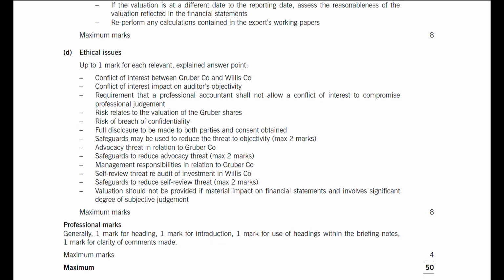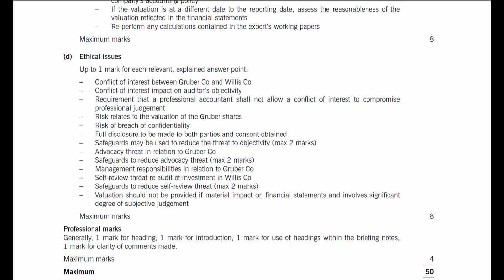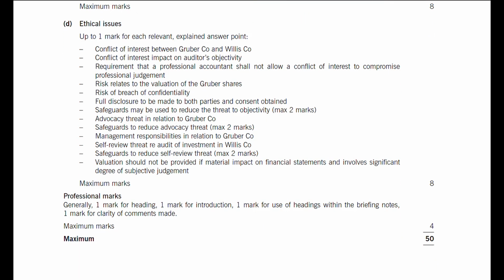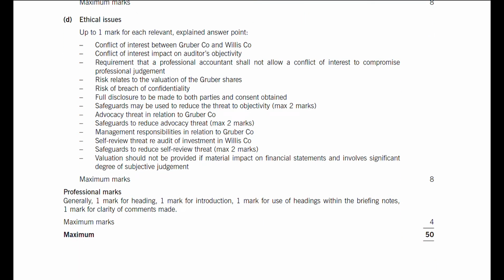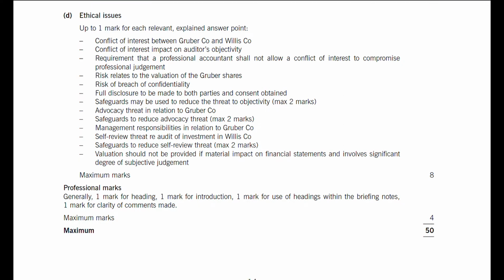Risks related to the valuation of Rupert shares, risk of breach of confidentiality, full disclosure to be made to both parties and consent obtained. Safeguards may be used to reduce the threat to objectivity. Advocacy threat in relation to Gripper, safeguards to reduce advocacy threat.